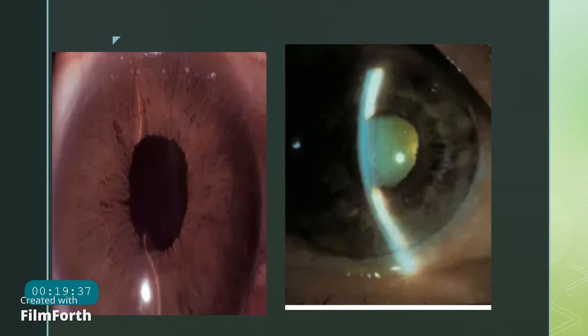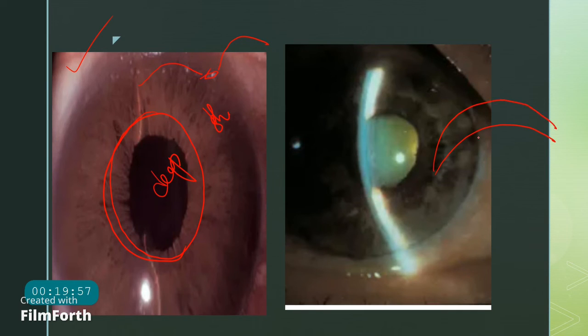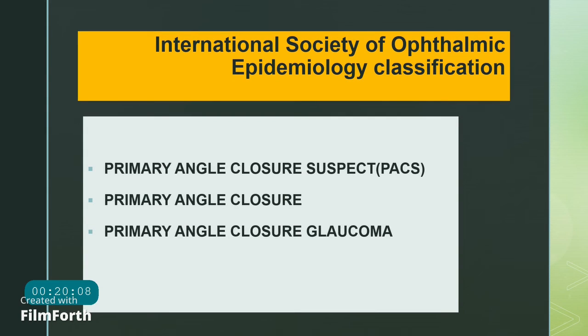Okay, so this is in difference with the relative pupillary block. So in the first picture, if you see, this is the relative pupillary block with the iris bombe formation. Here the central part of the anterior chamber will be deep, but the periphery will be actually shallow because of the configuration of the iris, which was like this. Okay, iris bombe. However, here the entire iris is actually pushed forward. So the central is shallow, and even the periphery is also shallow. The entire AC is actually collapsed. So this is the aqueous misdirection syndrome.